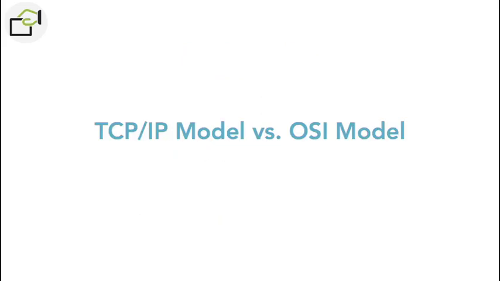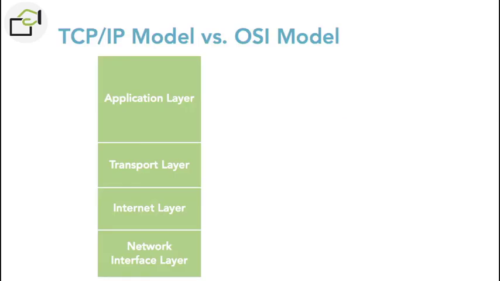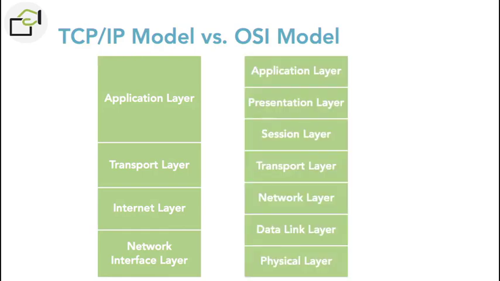I spent a lot of time in the last few videos talking about the TCP/IP model versus the OSI model. Well, now I want to go ahead and put the two models side by side, and we can take a look and see how they stack up against each other. In this graphic, on the right-hand side, we have the TCP/IP model and its 4 layers. And on the left-hand side, we have the OSI model and its 7 layers.